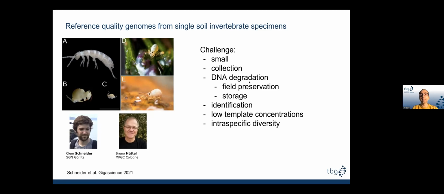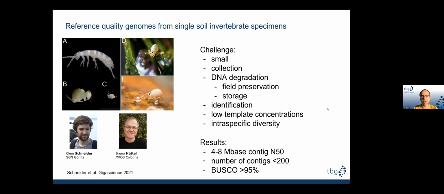There are issues with DNA degradation, because many of these soil invertebrates need to be field collected, then preserved in the field, very often in ethanol, and sometimes stored before they can be identified and sequenced. And there's also intraspecific diversity, so we cannot just simply collect a large population and pool the specimens, because there are many parthenogenetic species, and even if the species are sexually reproducing, there is a lot of intraspecific diversity, even within single populations.